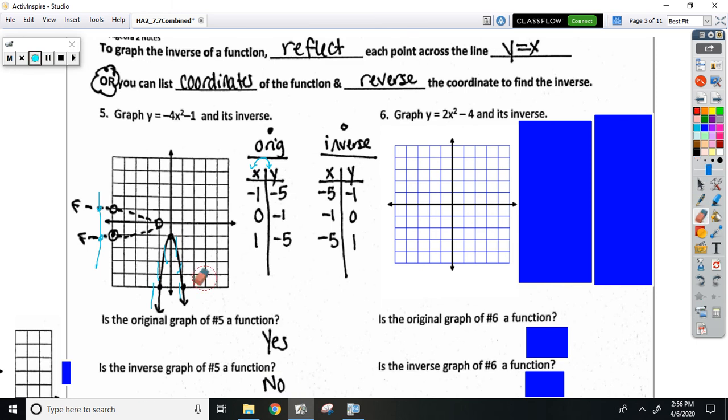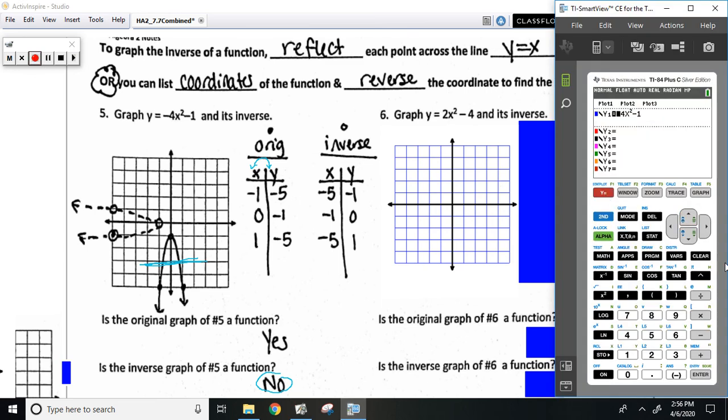Remember, I also mentioned the horizontal line test, which we could use for the inverse. If you test the horizontal line test, it fails. Remember, that tells you that the inverse is not a function. So now if you'd like to, you can try number 6 on your own, pausing the video. Otherwise, if you'd like more practice with me, just stay on.